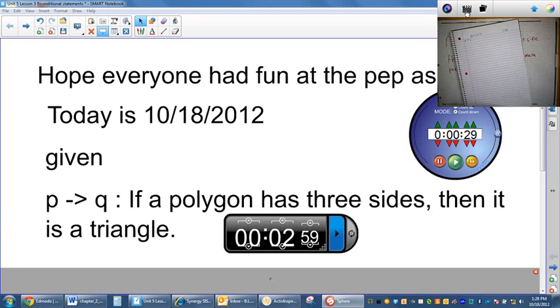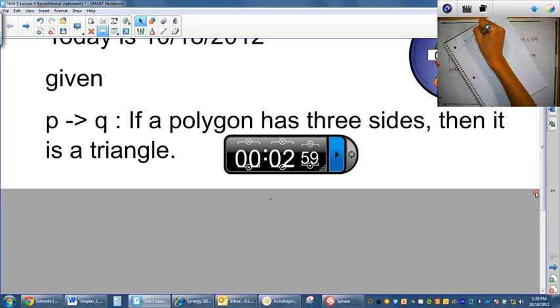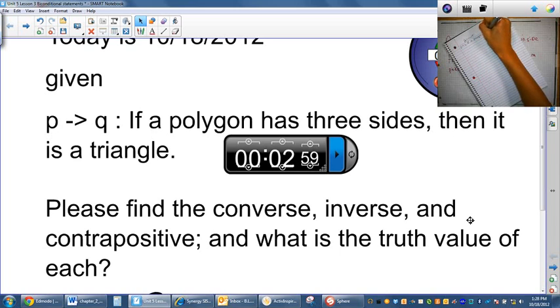We're going to finish up our little unit on logic here. So today we're doing biconditional statements. If you wrote that down, what I need you to do for bell work today is take that statement right there and write the converse, inverse, and contrapositive.